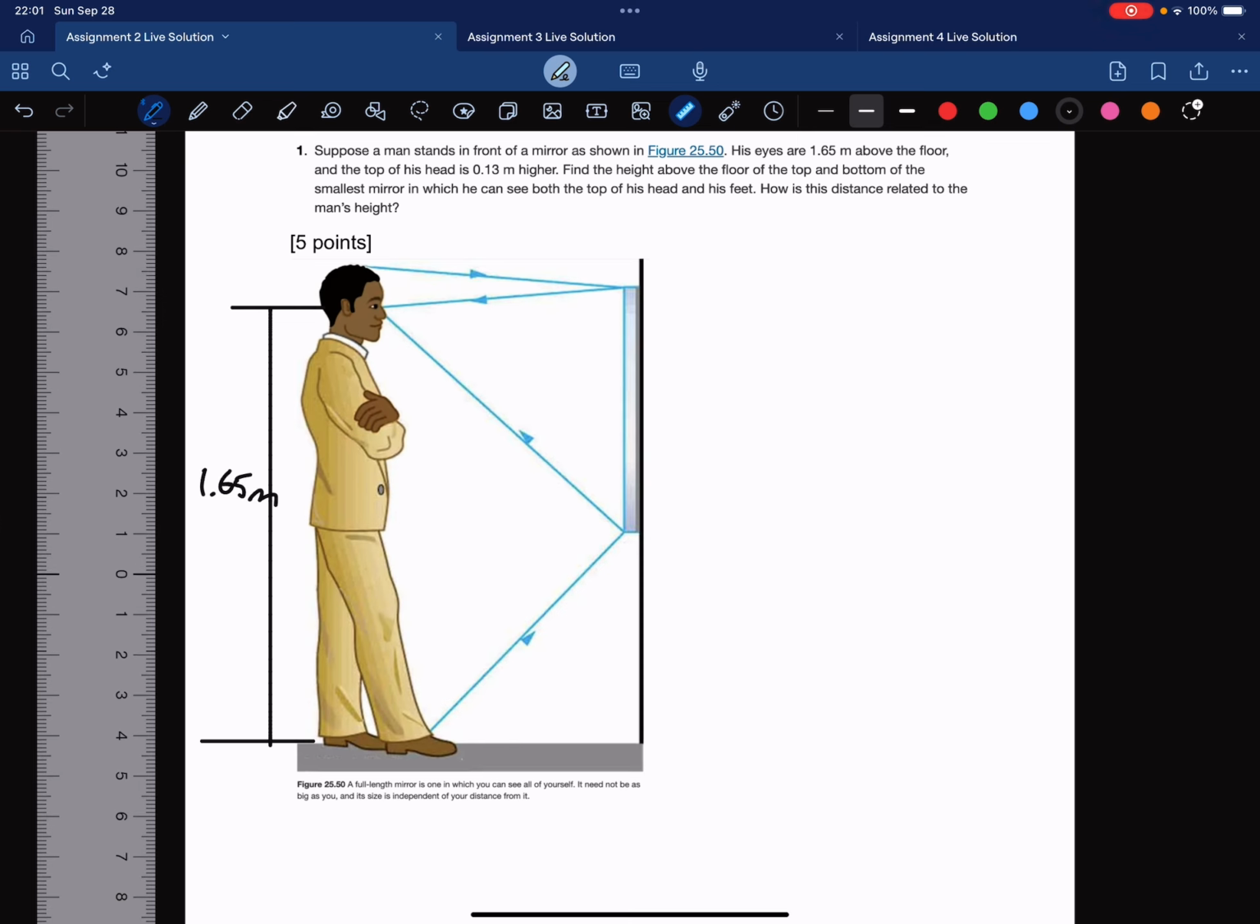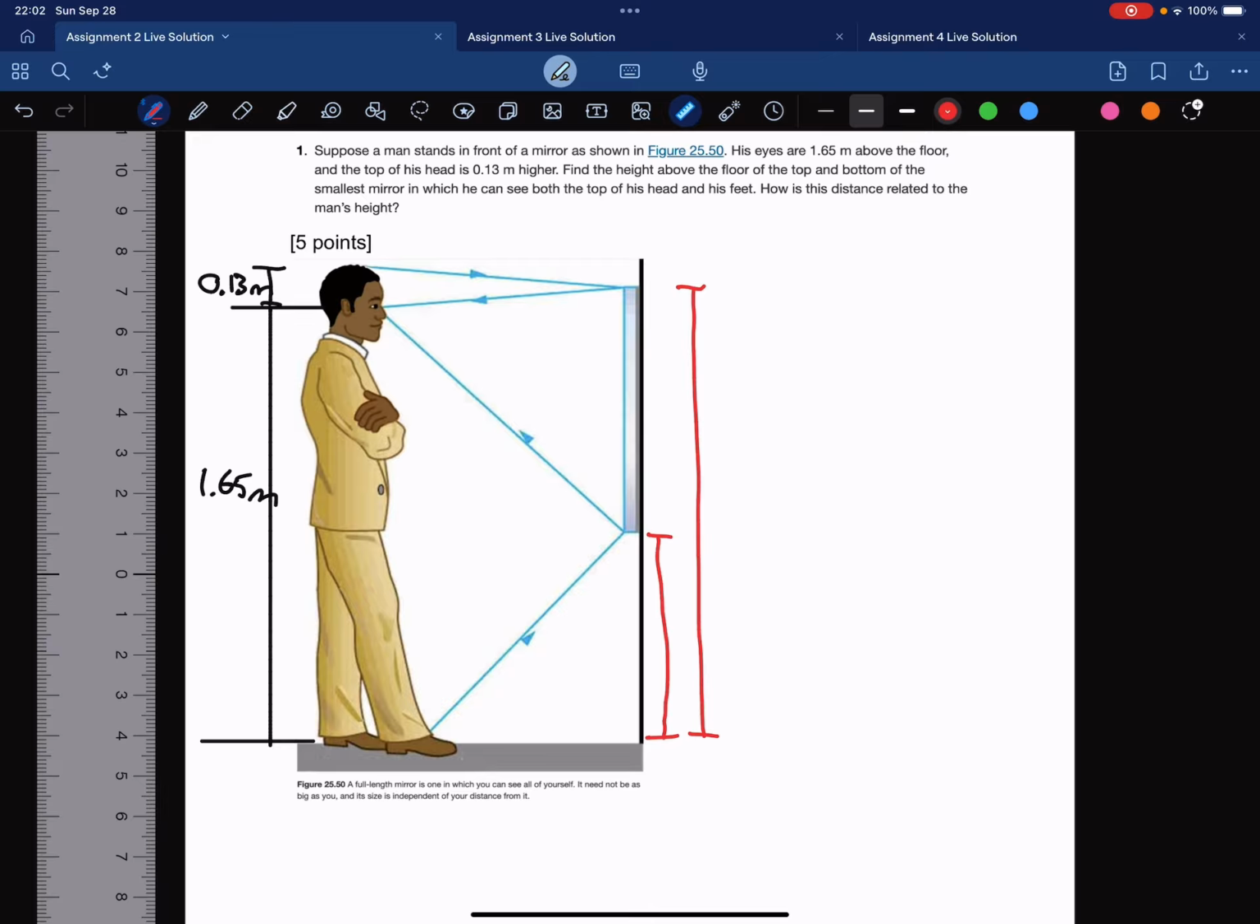Okay, and we know that the top of his head to his eyes is 0.13 meters. Find the height above the floor of the top and the bottom of the smallest mirror, in which he can see both the top of his head and the bottom of his feet. So what we are looking for is this height and this height. We're looking for both of those. And then lastly, how is the distance related to the man's height? We'll figure that one out towards the end.